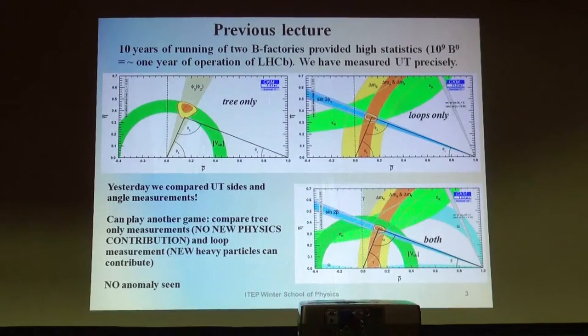We can play another game, just trying to compare the measurements where we use only three diagrams and only loop diagrams, so diagrams involving loops. Because these ones are free from new physics, so tree diagrams are where we are pretty sure that there is no contribution from new physics. And here new physics can appear, and they are still quite nicely consistent, these two measurements. So these regions of intersection of two measurements are in the same place.